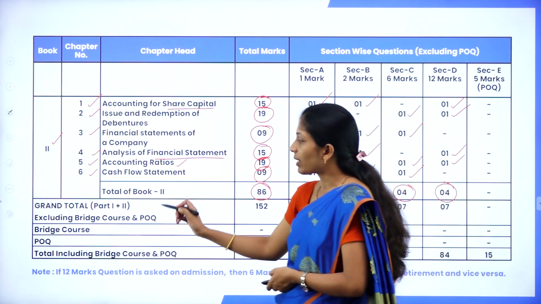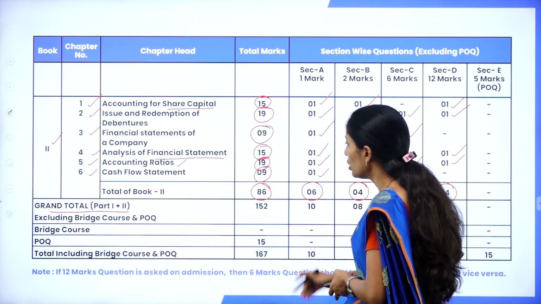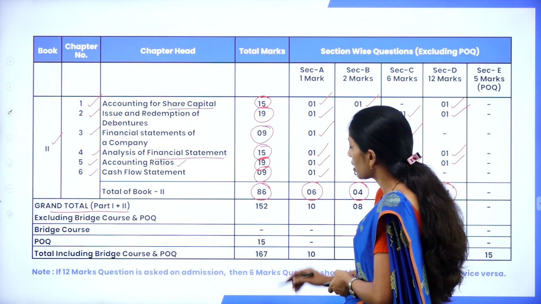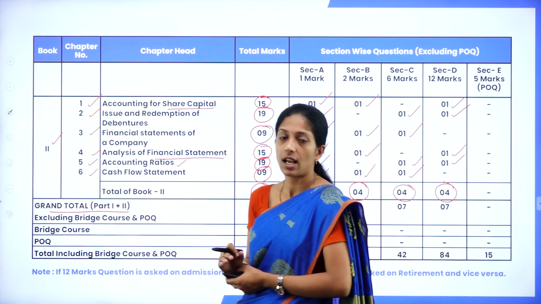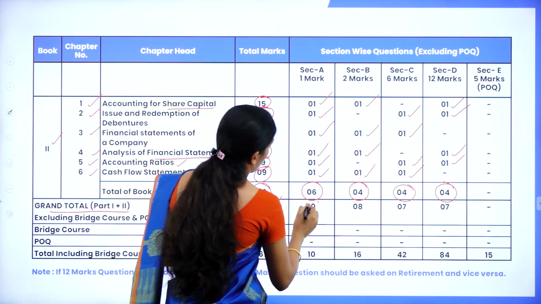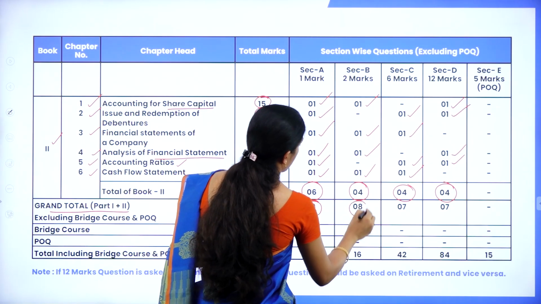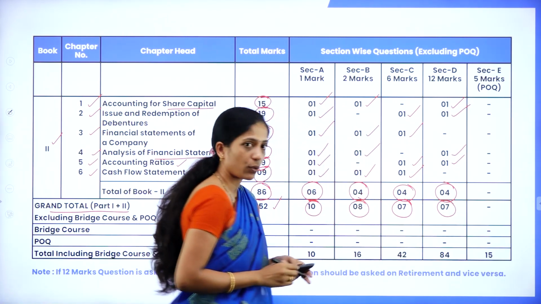Now, if you total book 1 and book 2, that is part 1 and part 2, the total weightage is how much? 152 marks. That is except POQ questions. Okay, so the total weightage is 152 marks, where 1 mark 10 questions will be there, 2 marks 8 questions, 6 marks 7 questions, and 12 marks 7 questions.